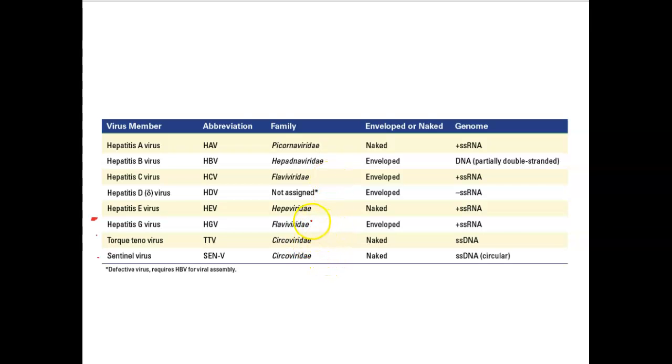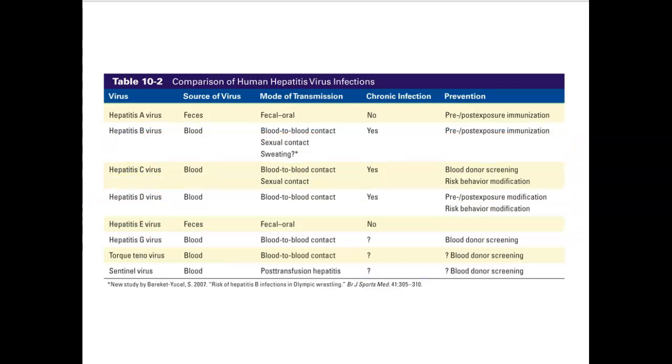Now, these viruses down here, we still don't know a lot about these, and we don't really know, like hepatitis G, how strongly associated these are with diseases. So these are still kind of under investigation. So we're going to primarily focus on the first few, A through E.